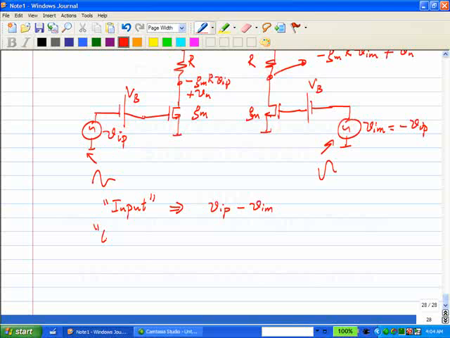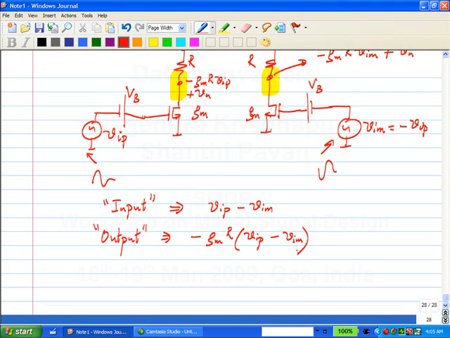And the output is what now? If I am not interested in either the absolute voltage here or the absolute voltage here, but if I look at the difference, what is it? Minus Gm R times VIP minus VIM. Okay. In other words, what has happened? What do you see here? This Vn has gotten eliminated completely. Correct? So, Vn being a noise source common to both circuits has gotten rejected.